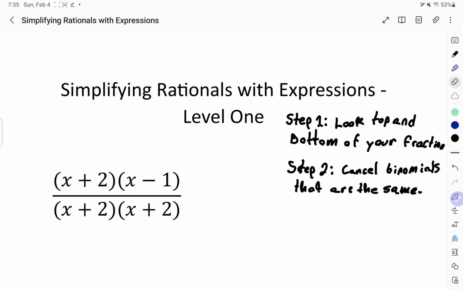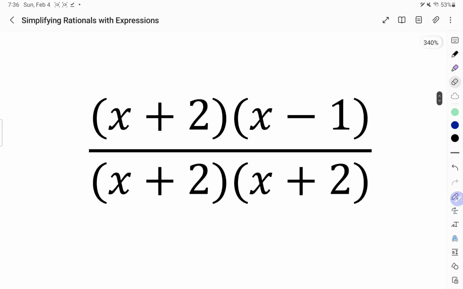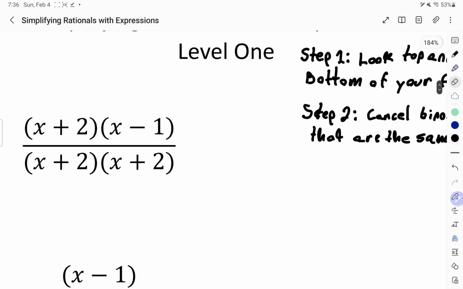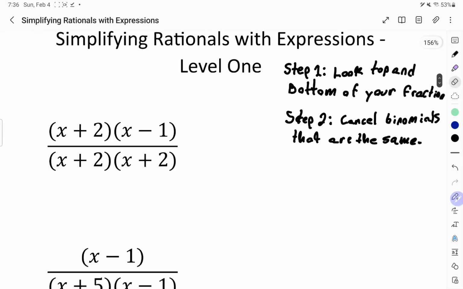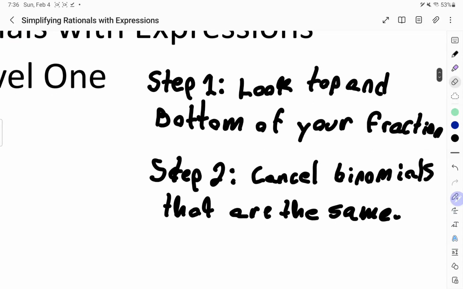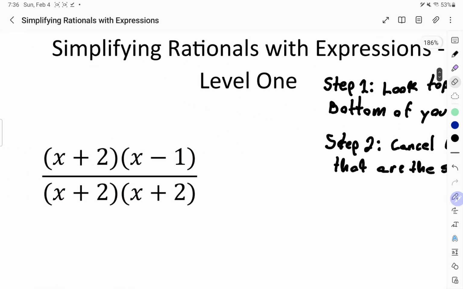Now to begin with, we're gonna be simplifying rationals with expressions. And this right here is a rational with expressions. It has letters and numbers, so that's what it means to have expressions. Now we're gonna go ahead and look at the 2 steps. So I forgot to write them out and type them out, but here they are. So step number 1 is gonna be look at the top and on the bottom of your fraction. After you do that, step number 2 is gonna be cancel binomials that are the same. So we're gonna be canceling things that are exactly the same.